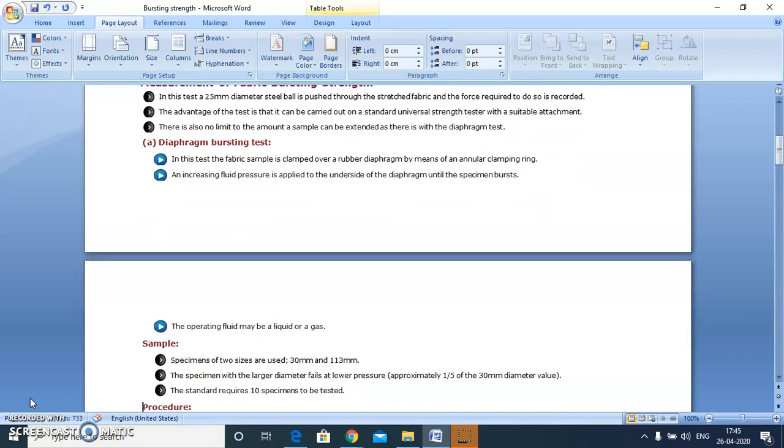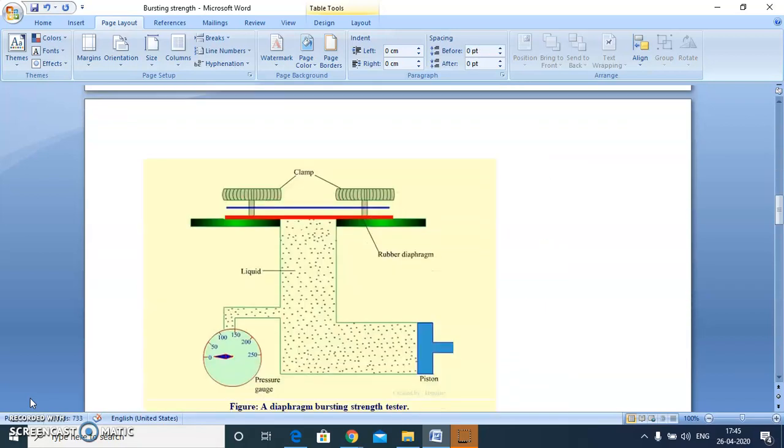This is the line diagram. In this we can see there is a circular rubber diaphragm, and then a circular specimen, which is shown in side view here. Annular ring clamps are there to clamp the fabric on the diaphragm, and there is liquid beneath the diaphragm. We increase the pressure of the liquid up to the point at which the fabric bursts, and the results are reported in units of pressure.